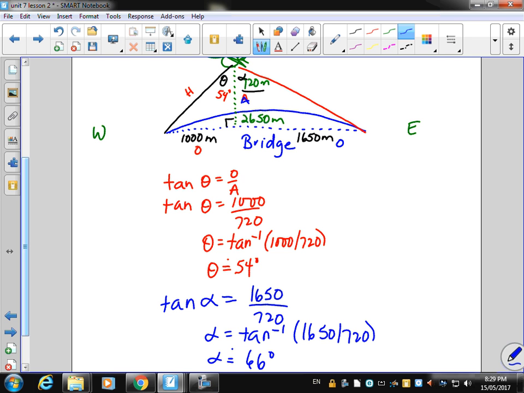So in total, she needs to be able to see 54 degrees and 66 degrees, which is a total of 120 degrees. Her camera has a 150 degree span. She'll be just fine.